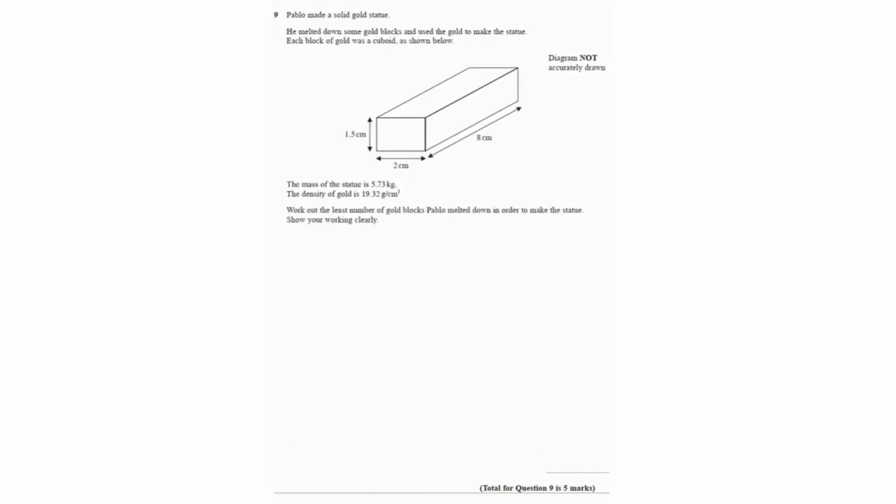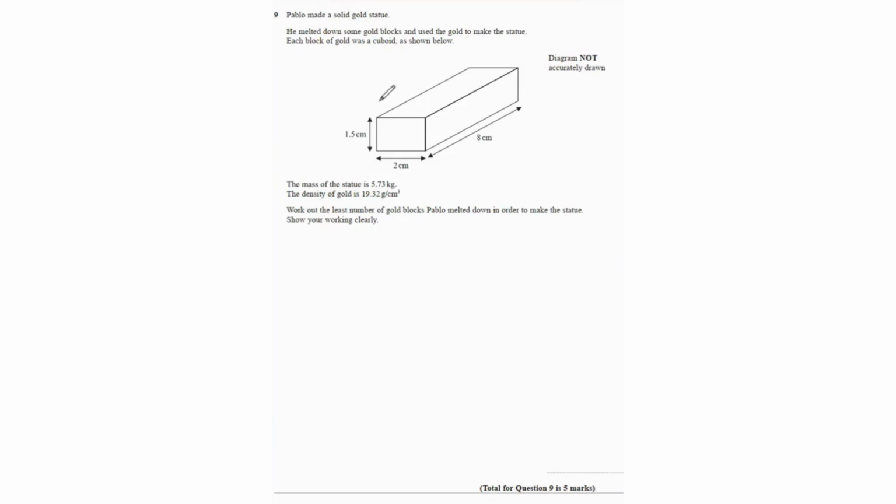Then the next one, it says that Pablo made a solid gold statue. He melted down some gold blocks and used the gold to make the statue. Each block of gold was a cuboid as shown below. The mass of the statue is 5.73 kgs. The density of gold is 19.32 grams per centimeter cube. We have to work out the least number of gold blocks Pablo melted down in order to make the statue. Show your working clearly.